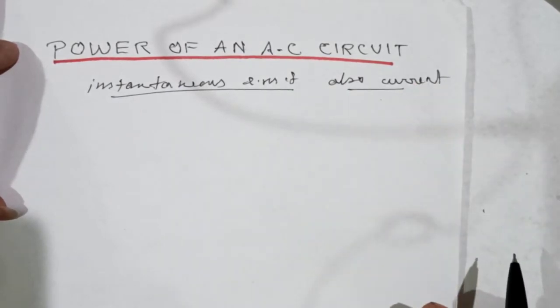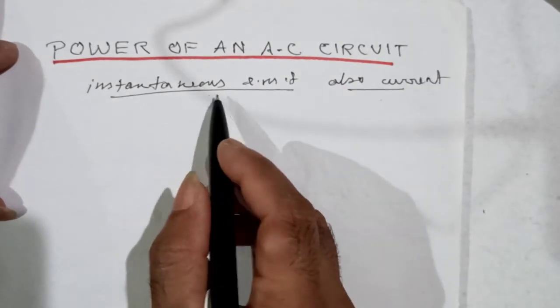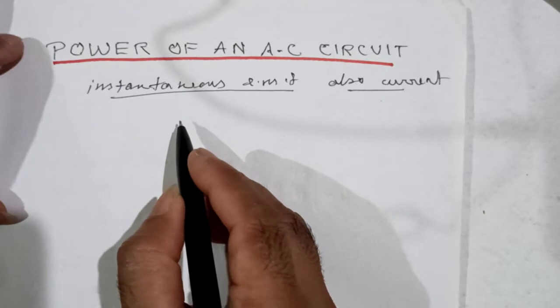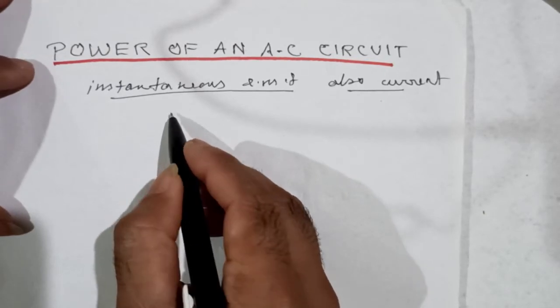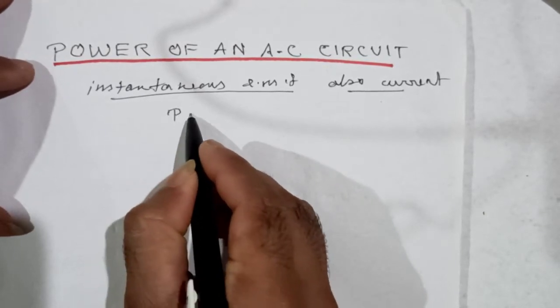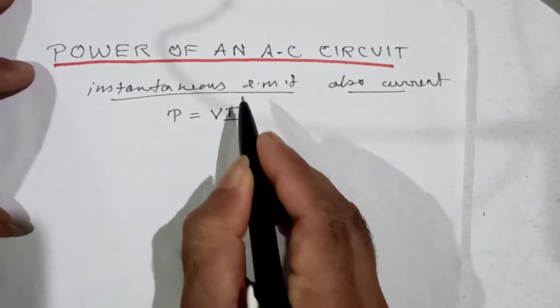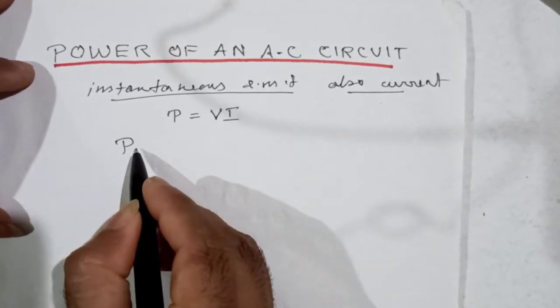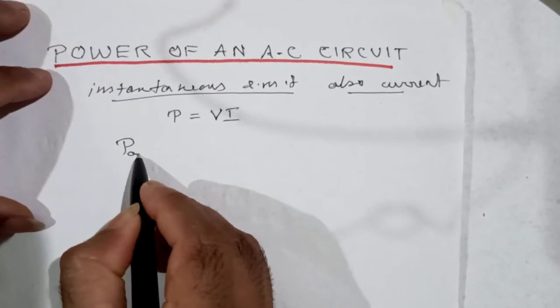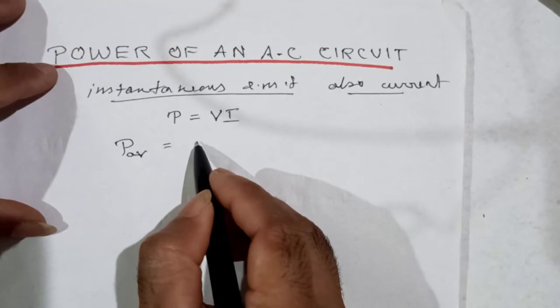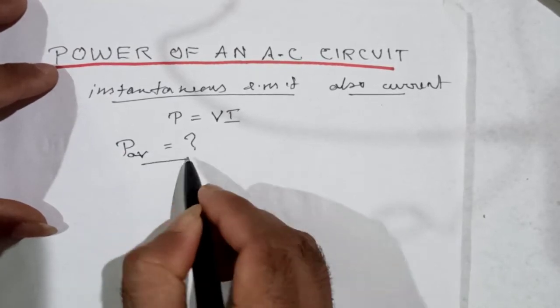So the product of these two, the instantaneous EMF and current, is the power of an AC. We already learned that power is voltage into current, isn't it? Here, what we mean is average power. We are going to find out the average power of an AC.